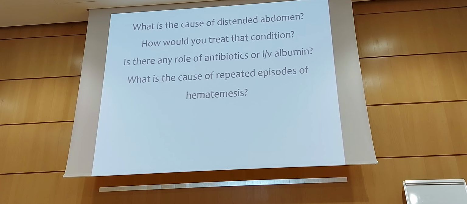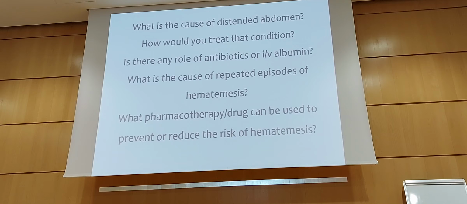So what is the cause of repeated episodes of hematemesis? Varices, which are due to portal hypertension. We discussed that. So what drug can be used to prevent or reduce the risk of hematemesis? Octreotide, yes, you're right, but that is when they are bleeding, when they present with the hemorrhage. When you want to prevent or reduce risk, which is prophylaxis, what do you use? Non-selective beta blocker.